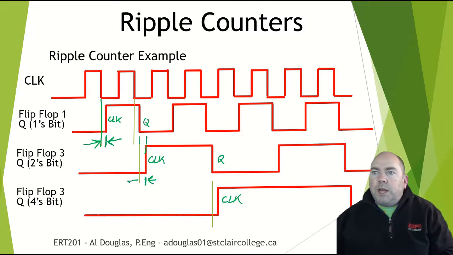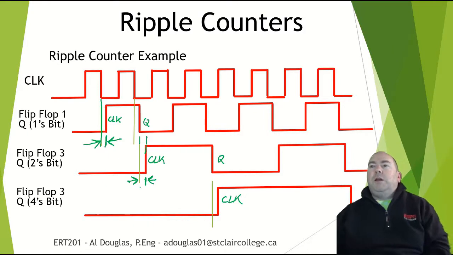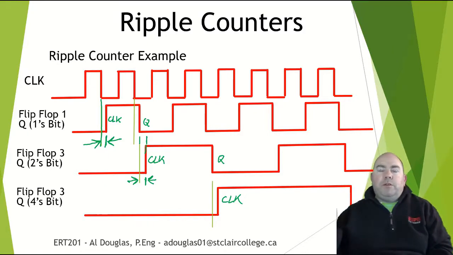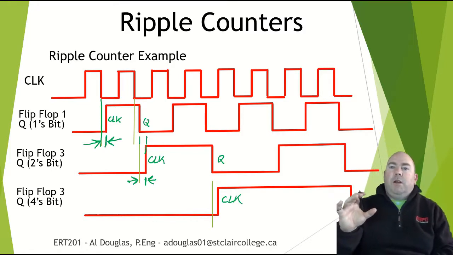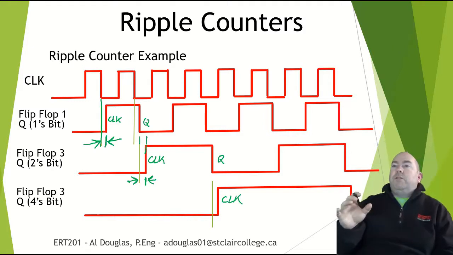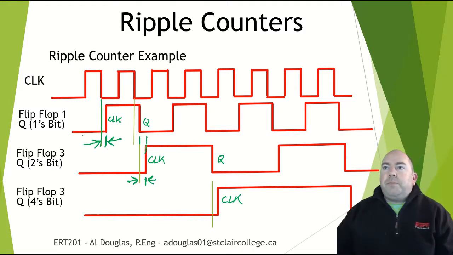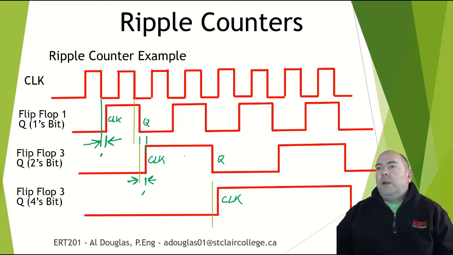The reason we get this lag is that between the time we input a clock pulse into the flip-flop and the time it processes that and creates an output, there is some amount of time lag. It's very, very small, but it does exist. So we get a little bit here, here, and here. Each time we do this with another flip-flop, we're adding a little bit of time lag.